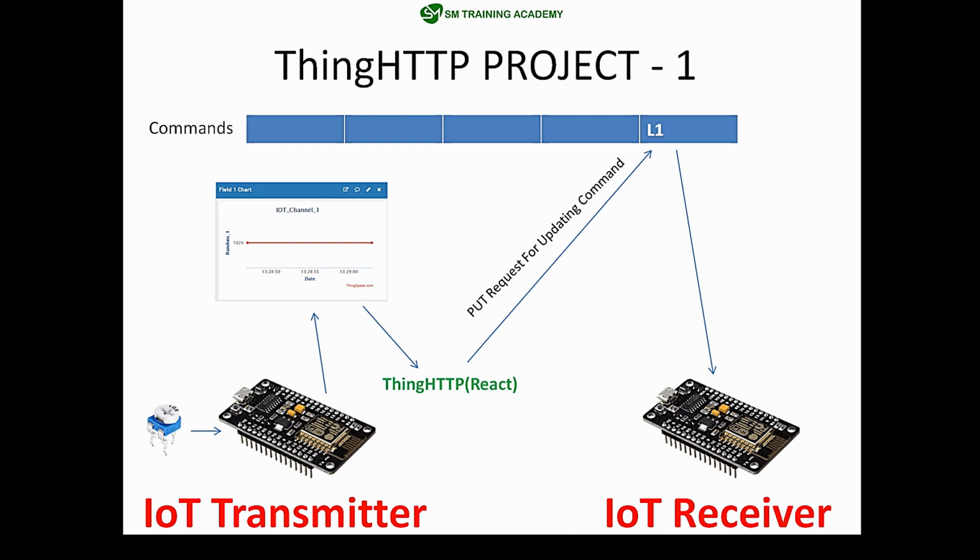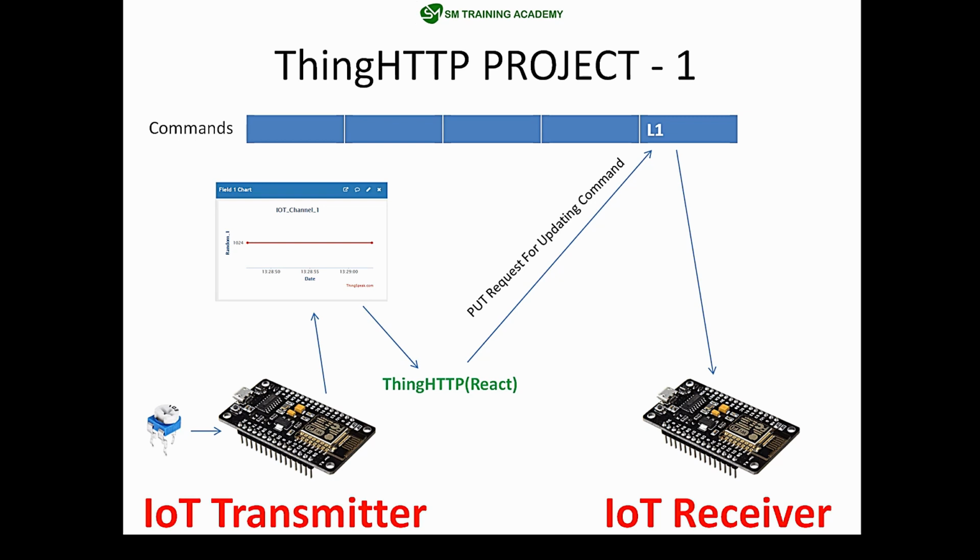So now let's try to understand the concept of the project that we are going to build with the help of this ThingHTTP. So this is also a full-fledged IoT application project, but this time we are just going to use a new feature called ThingHTTP available in the ThingSpeak IoT platform. So here you can see on the left we are having an IoT transmitter NodeMCU. On the right we are having an IoT receiver NodeMCU.